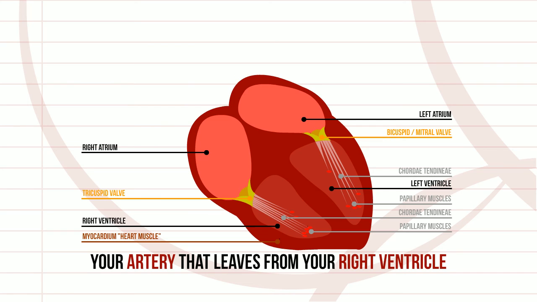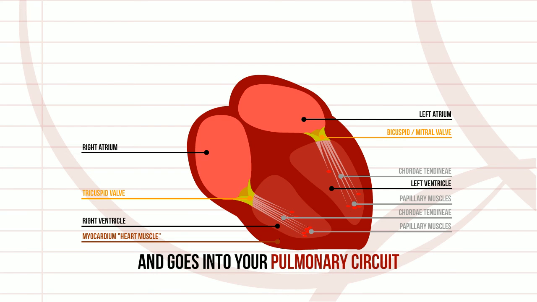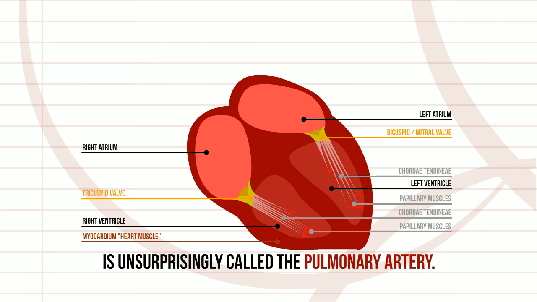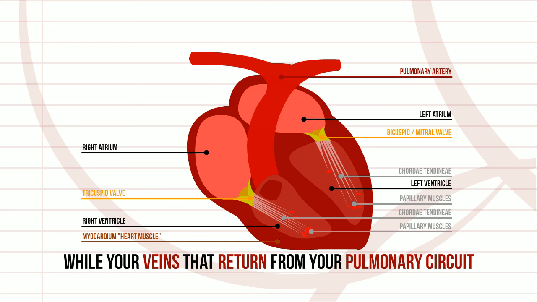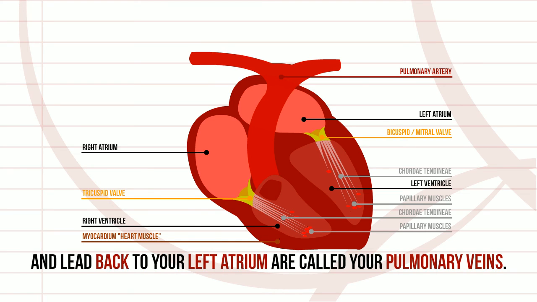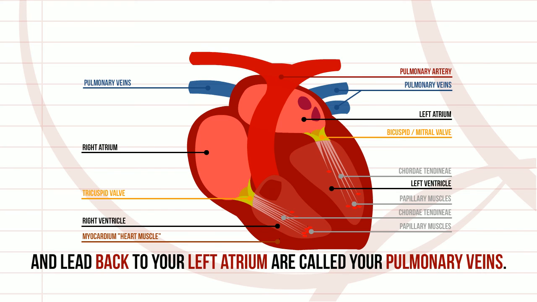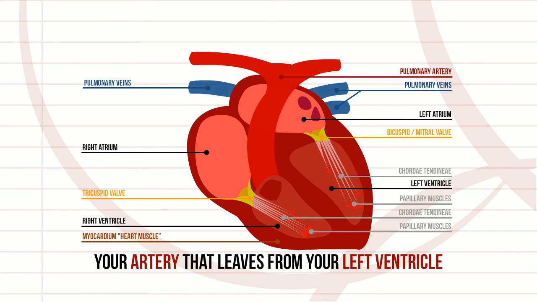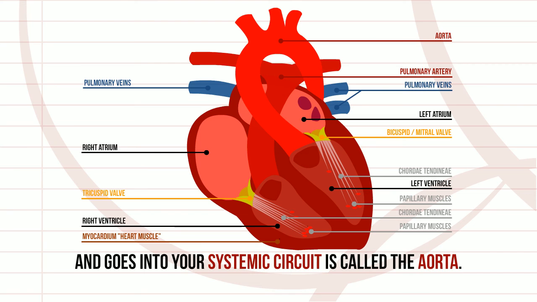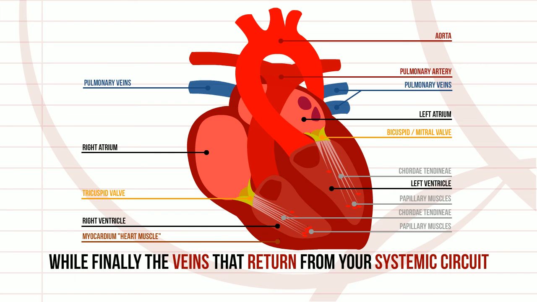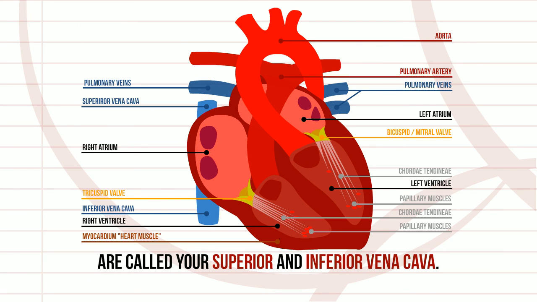Your artery that leaves from your right ventricle and goes into your pulmonary circuit is unsurprisingly called the pulmonary artery, while the veins that return from your pulmonary circuit and lead back to your left atrium are called your pulmonary veins. Your artery that leaves from your left ventricle and goes into your systemic circuit is called your aorta. While finally, the veins that return from your systemic circuit are called your superior and inferior vena cava.